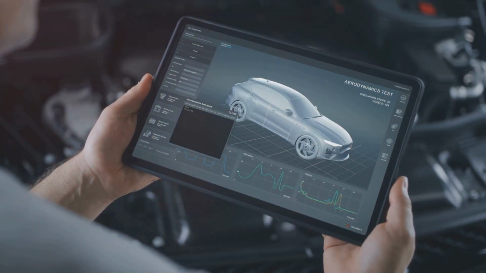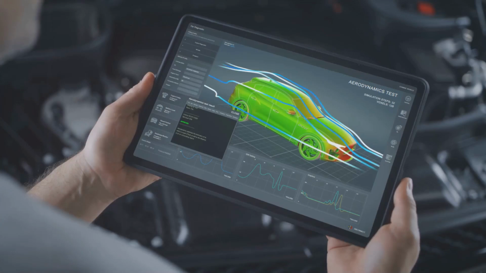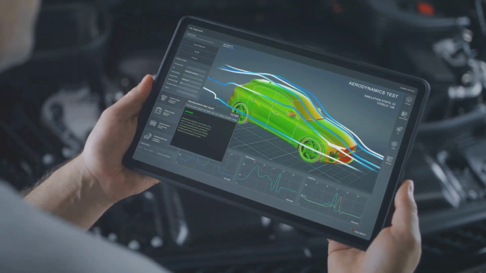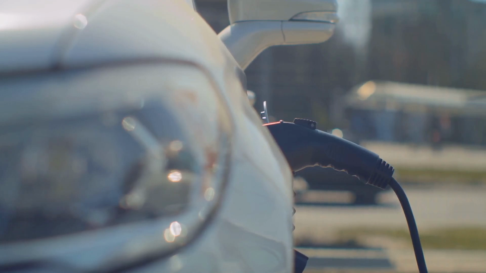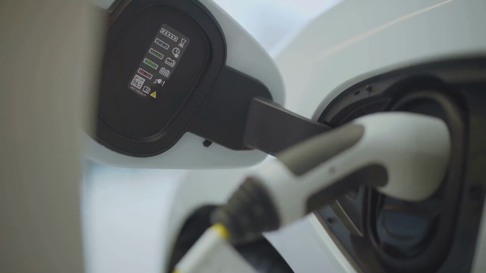Meanwhile, hybrid boosting systems are also accelerating into view. These systems use an electric motor to assist the turbocharger, reducing lag and improving efficiency. They can offer the performance benefits of a larger engine while maintaining the fuel efficiency of a smaller one. This technology is particularly relevant as we steer towards a future of hybrid and electric cars.